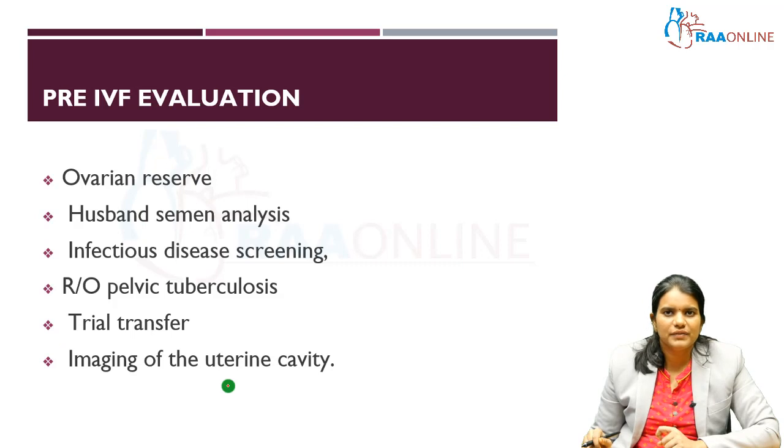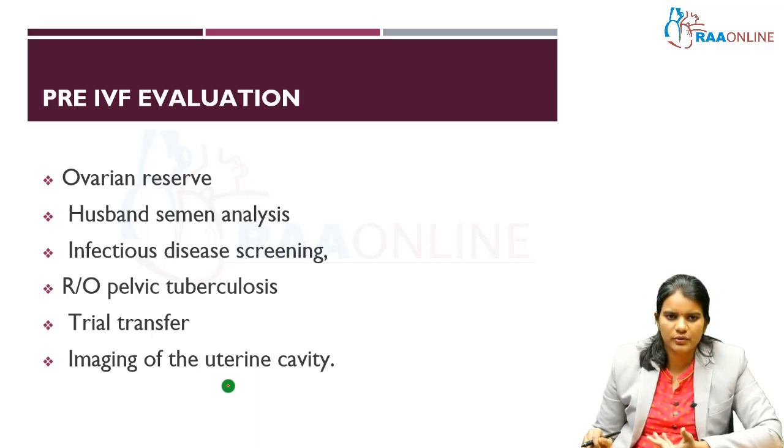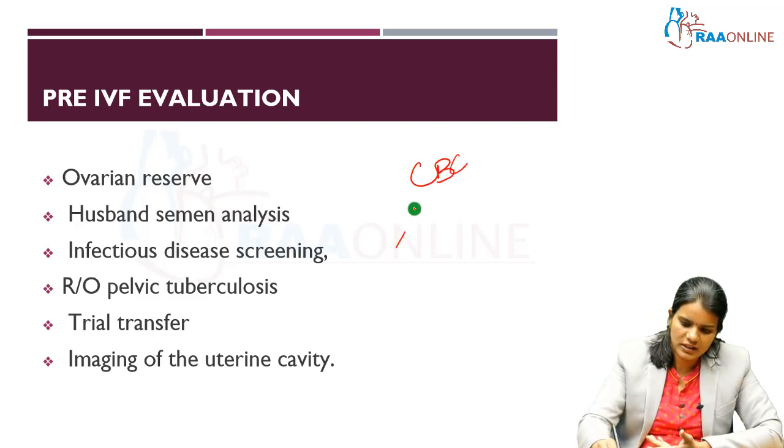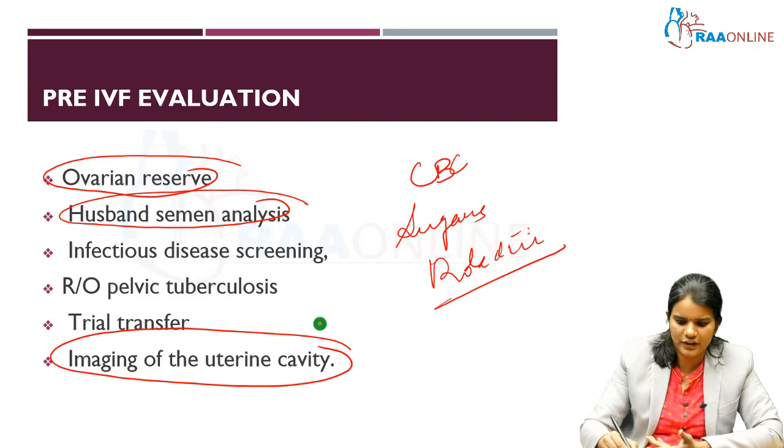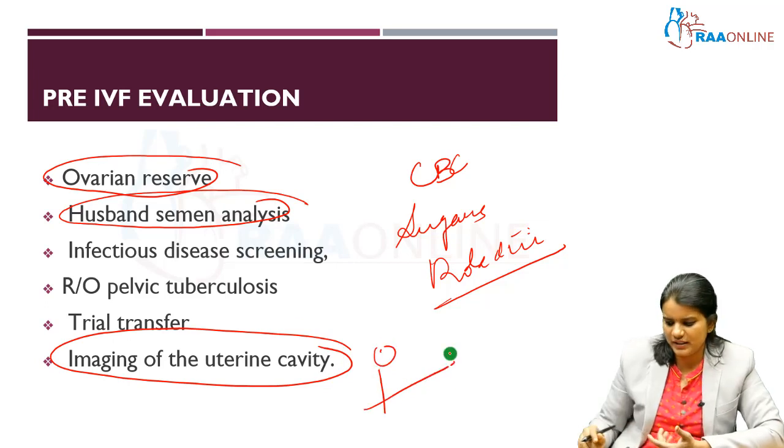Now, going on to the pre-IVF evaluation. In pre-IVF evaluation, we look at the ovarian reserve of the lady, husband semen analysis, and infectious disease screening for both partners. Pelvic tuberculosis, if there is strong evidence, you can rule out. Then you should do a trial transfer, especially before the transfer, and you have to image the uterine cavity. Apart from the general investigations, that is complete blood count, sugars, thyroid, prolactin, all these things need to be done, and for the woman ovarian reserve, and for the man husband semen analysis, and the imaging of the uterine cavity for the woman. So, all these things are very much essential.